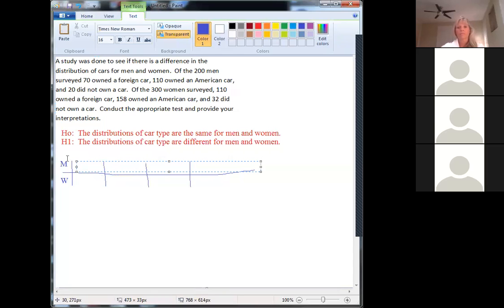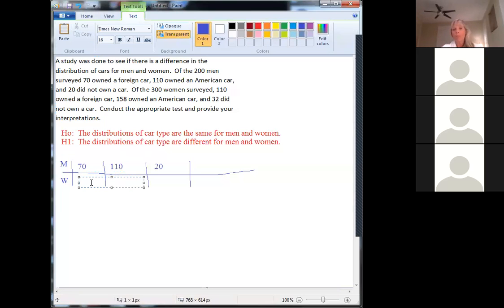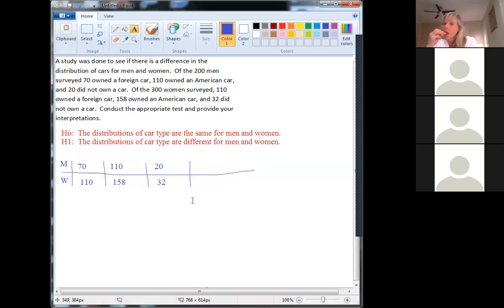So now we put in the numbers that were given. For the men, we had 70, 110, and 20. For the women, we had 110, and then we had 158, and then we had 32. Any questions so far?